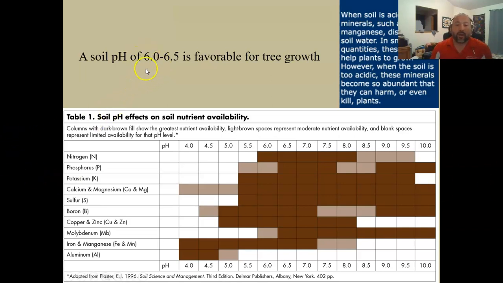And so overall, what are we talking about with trees then? Trees usually grow in slightly acidic soils, and the best soil for tree growth would probably be something with a pH around 6 to 6.5, which you can see right here is pretty good for almost all of these except for aluminum.